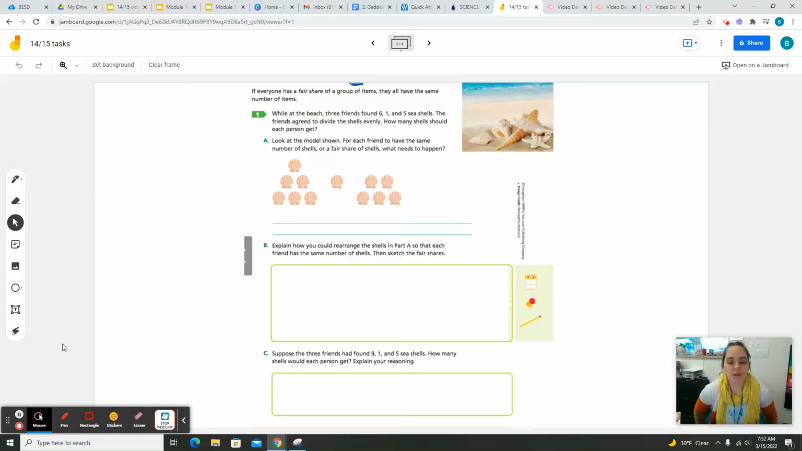This is task 1 from 15.1. This should be on page 466. Okay, so this is all about fair share. So if everyone has a fair share of a group of items, they will all have the same number of items.